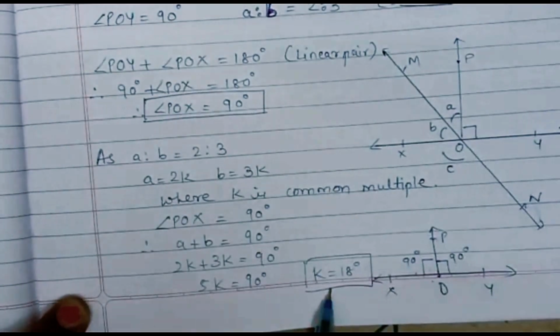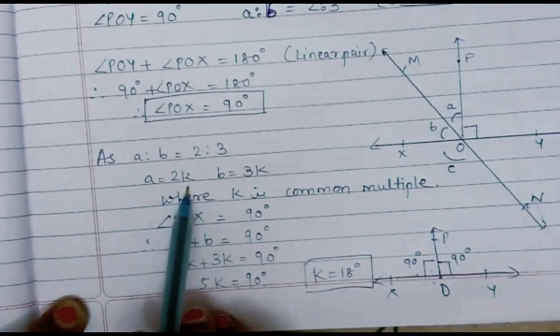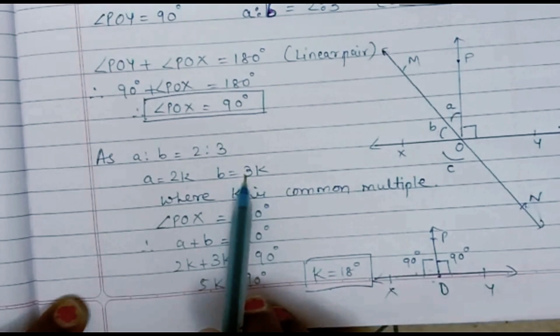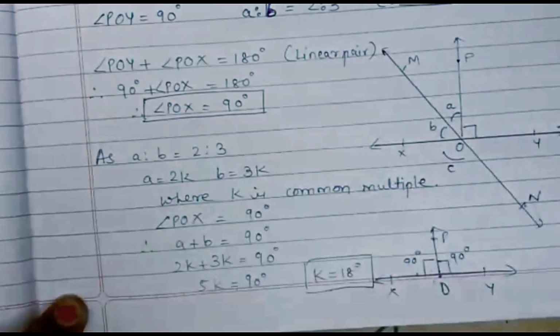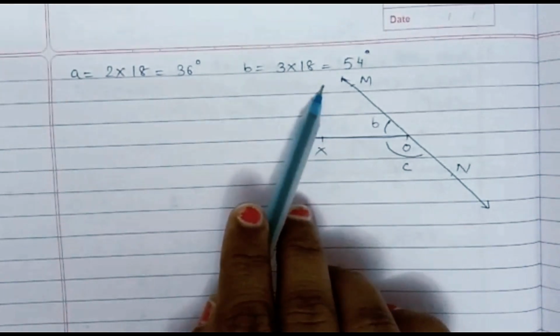Now when we substitute this value, A will be 2k, that means 2 into 18 will become 36, and B was 3k, so B will become 54. So I have mentioned A as 36, B as 54.